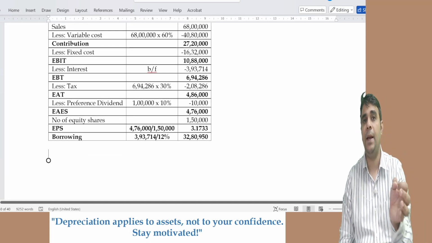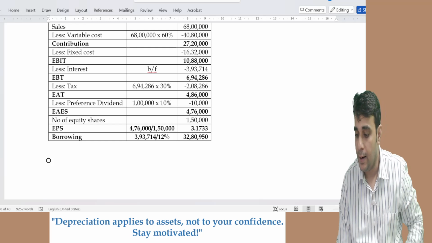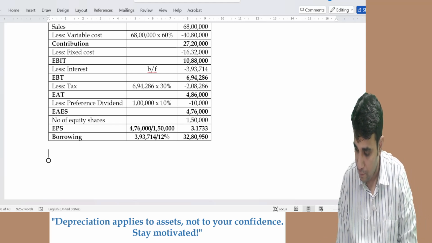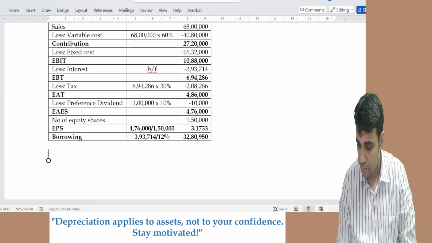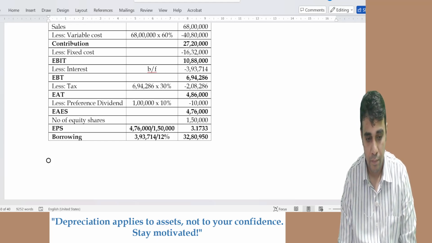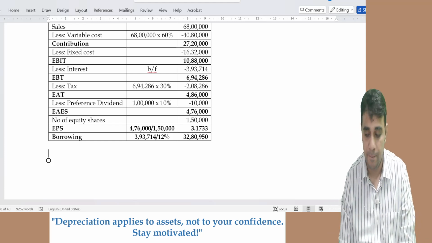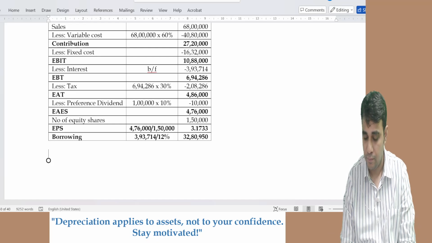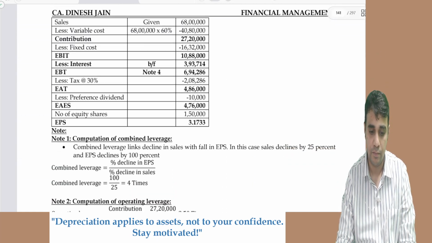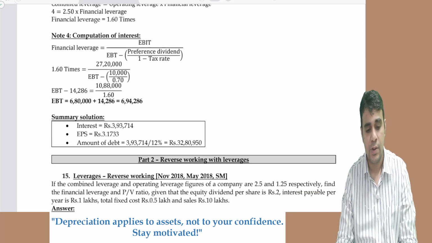The important part is that wiping out all EPS basically means EPS going down by 100%. 32, 80, 950. Clear? We are done with forward working questions.